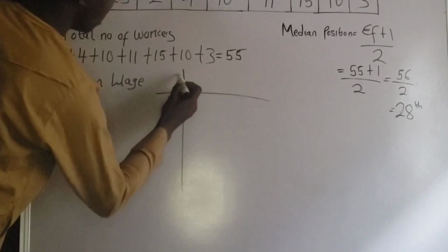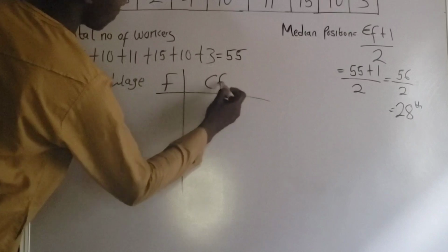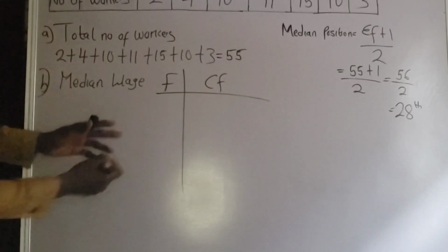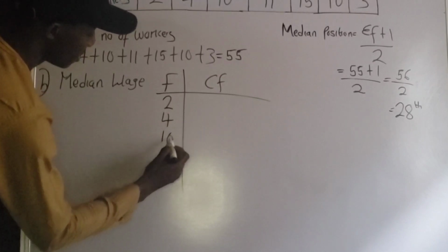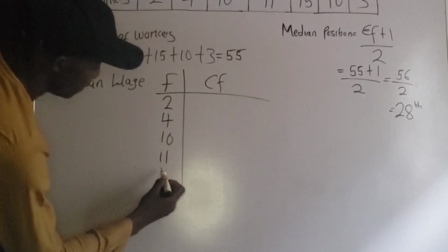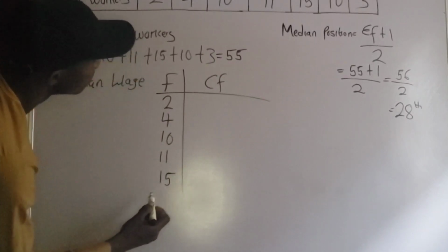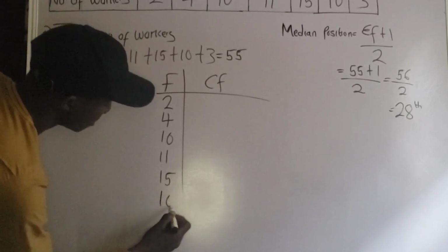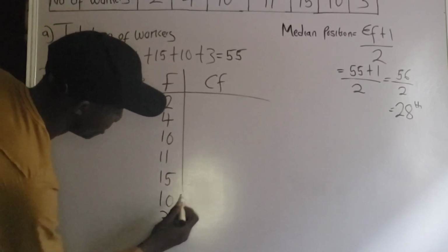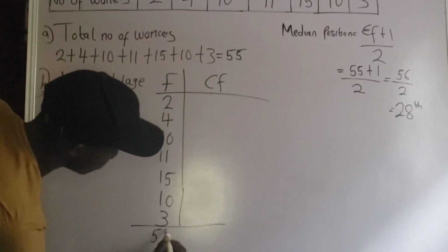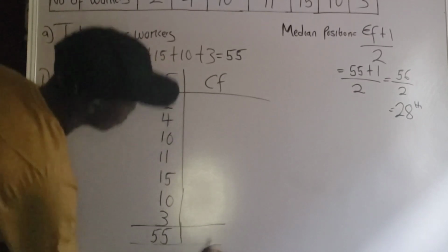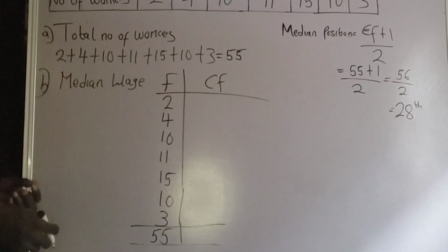So after getting the position of our median class, the next step is that we are going to construct our table. This will represent frequency and this for cumulative frequency. The frequencies that we have here are 2, 4, 10, 11, 15, 10, and 3. The sum of all these frequencies is what? 55. You understand?